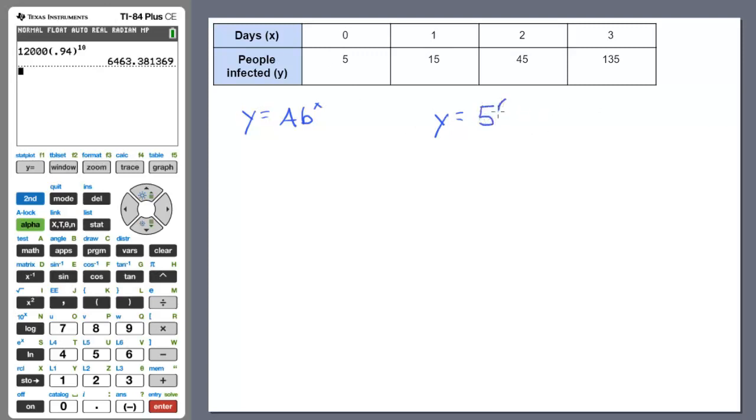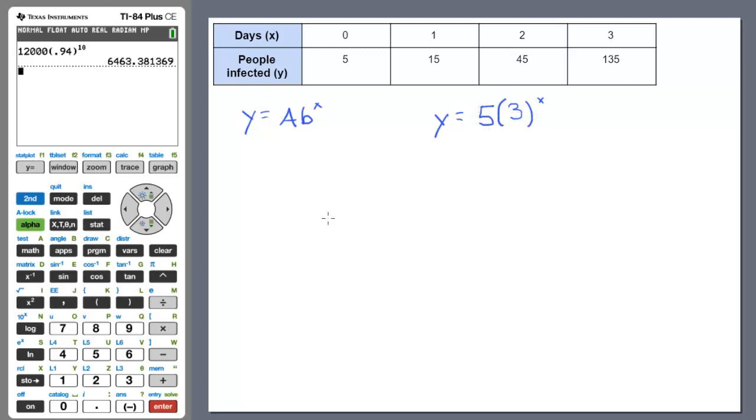So then the next question, and actually the last question, is what's the ratio? Meaning, what number are we multiplying by every time period? And in this case, to go from 5 to 15, we multiply by 3. To go from 15 to 45, we multiply by 3. And from 45 to 135, we multiply by 3. So the common ratio you're multiplying by is 3 to the power of X. Okay, that's our equation. And I actually said that was going to be the last question, but I lied.